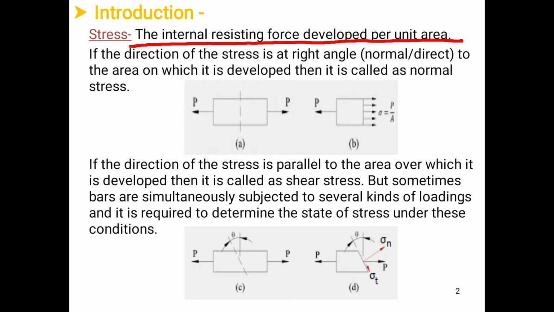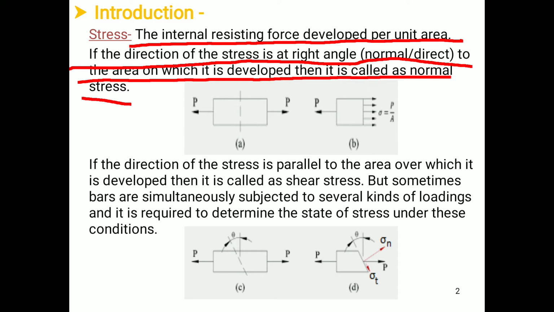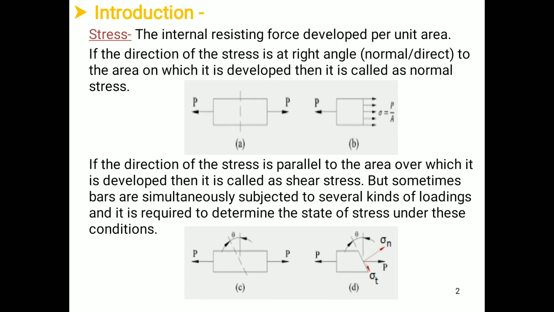Now, what does the normal stress mean? If the direction of the stress is at right angle or normal to the area on which it is developed, then it is called a normal stress. So the name itself indicates what is normal stress. It makes an angle of 90 degree with the cross-sectional area of the member. Therefore, the name is normal stress. Normal stress may be tensile in nature or compressive in nature, and mathematically it is given by sigma is equal to P by A, this formula.